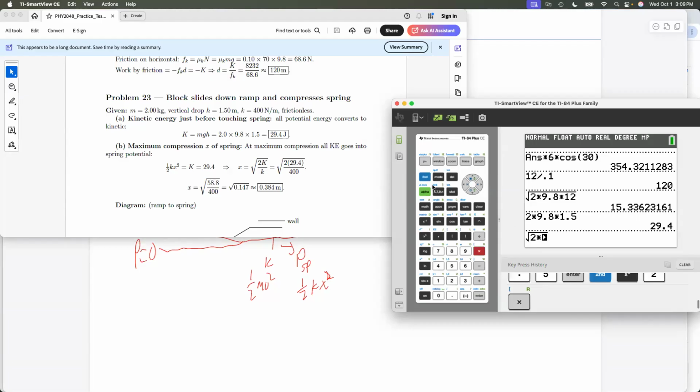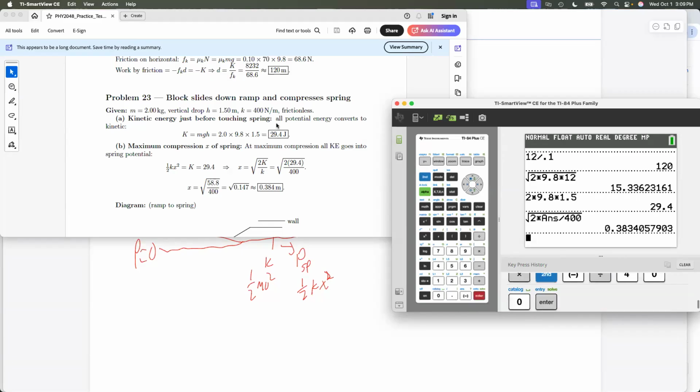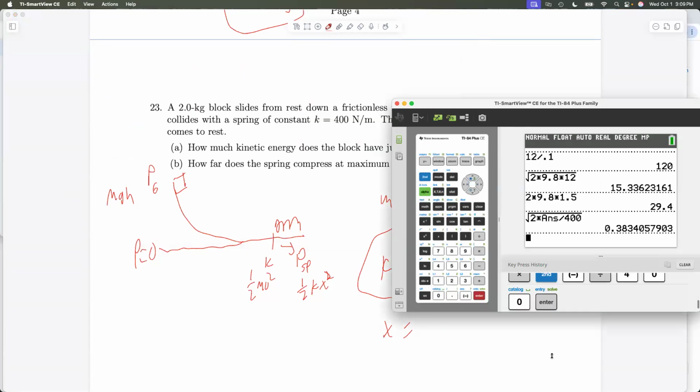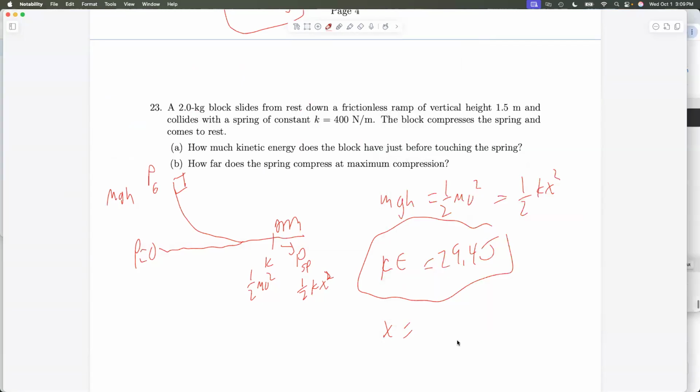Times, you can do this second answer to just put that in here. Divided by, and what was my K? 400. At 0.38, so 29.4. Joules, don't forget your units. And then X is the amount compressed. Obviously, I would want to see you write out some of these steps there, 0.38-ish meters.